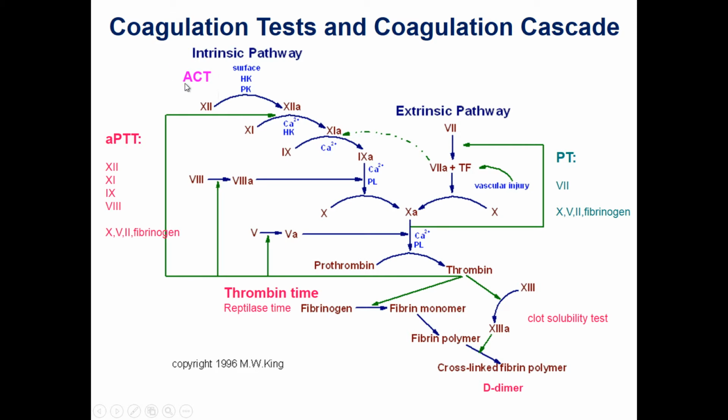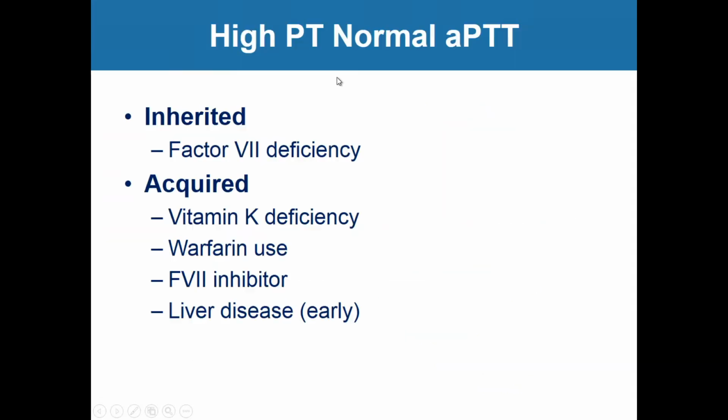The ACT, the activated clotting time, is a whole blood clotting assay that basically looks at how long it takes for this entire process, plus platelets, plus red cells, plus white cells, to clot in the test tube.